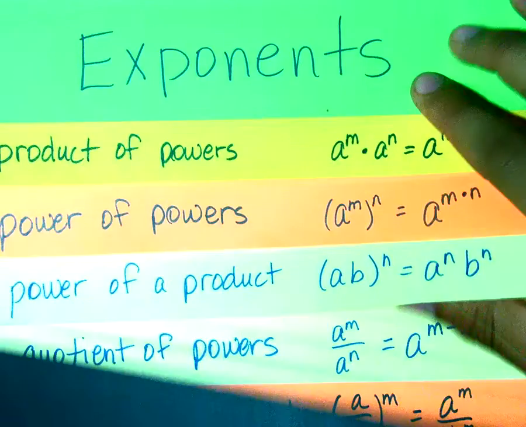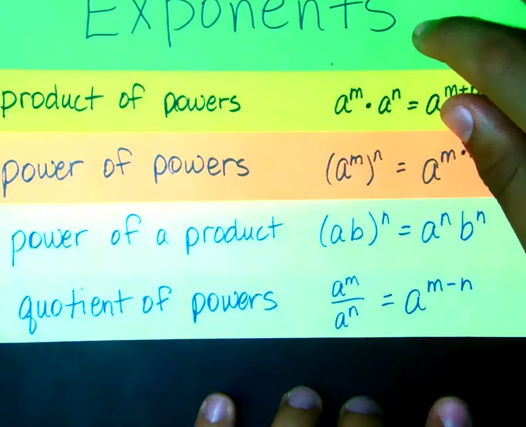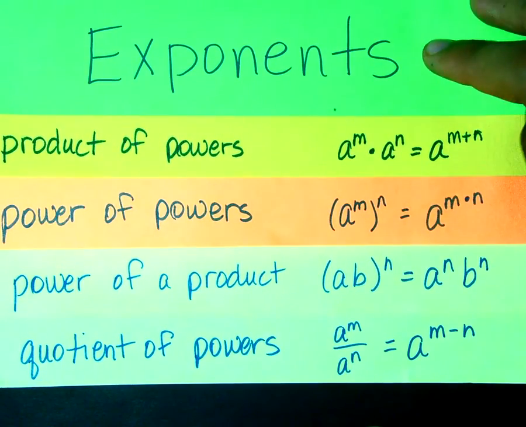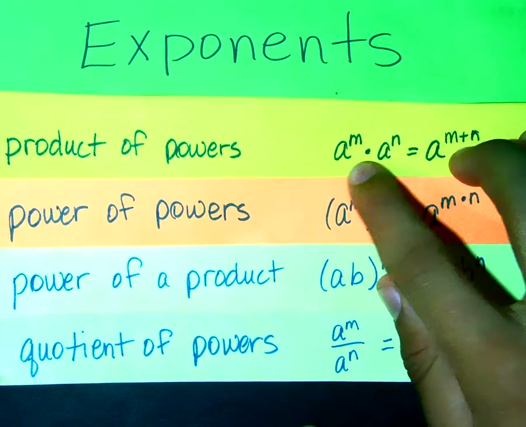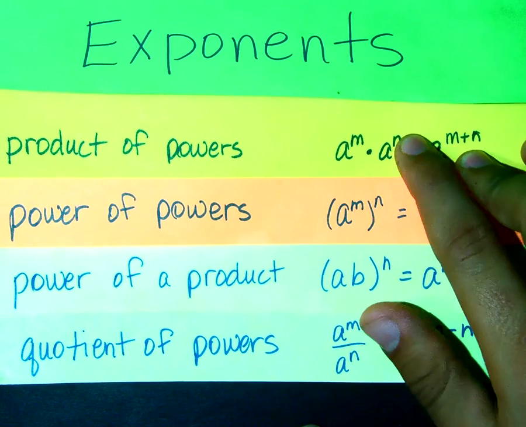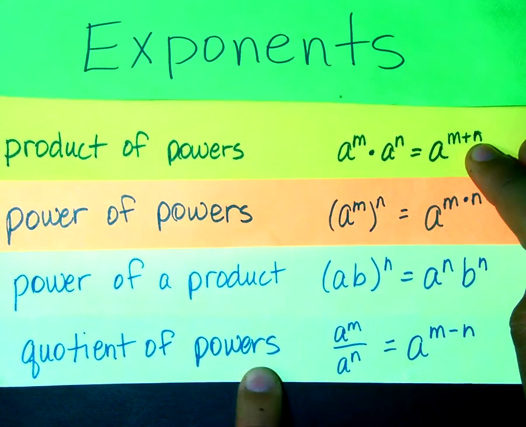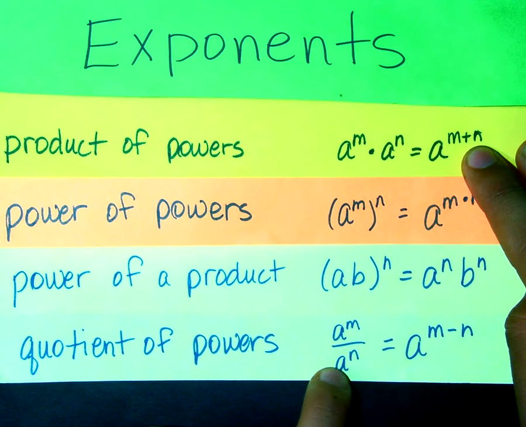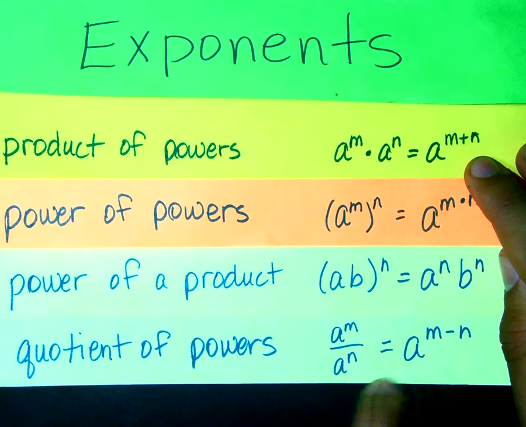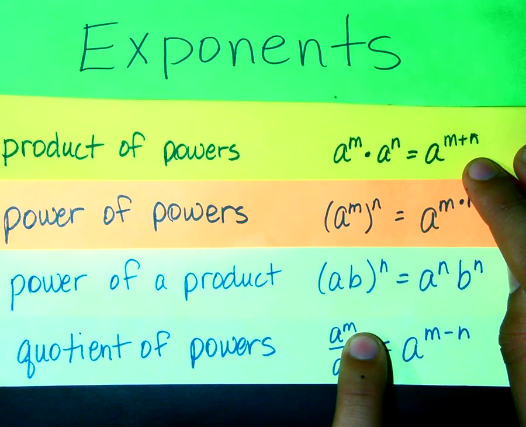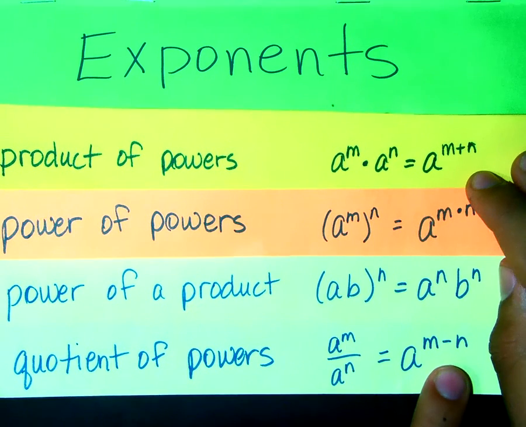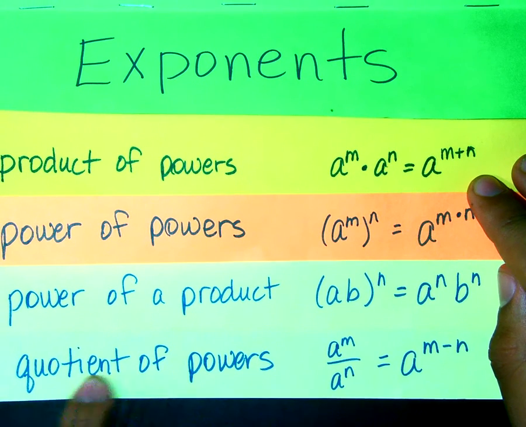Okay. So the next thing we need to know, the next property is the quotient of powers. So like the product of powers up here, when we were multiplying two of the same variables that had exponents, we added them. Well, here we're dividing two of the same variable that have exponents, so we just subtract the exponents. And we subtract the denominator from the numerator. So that's a to the m minus n. That's the quotient of powers.